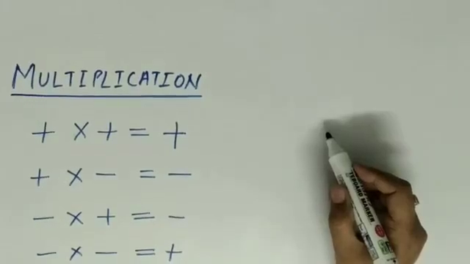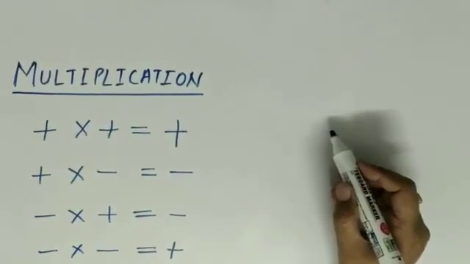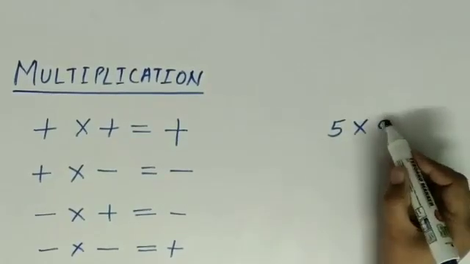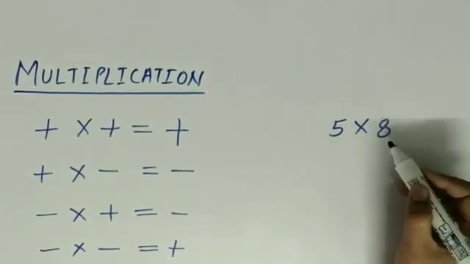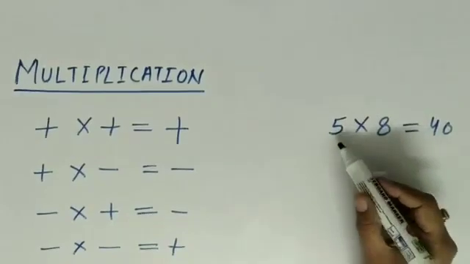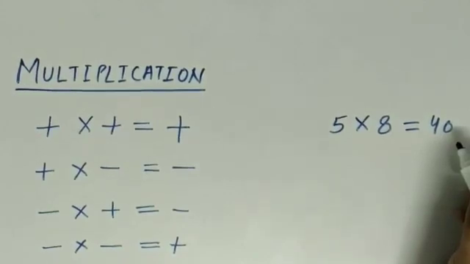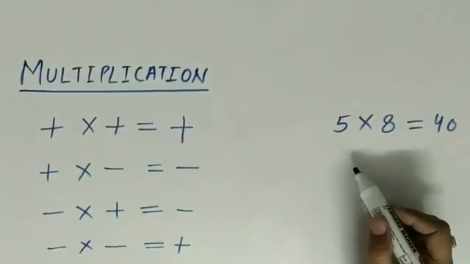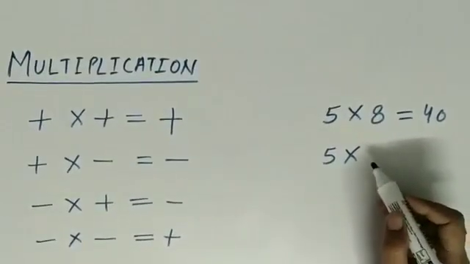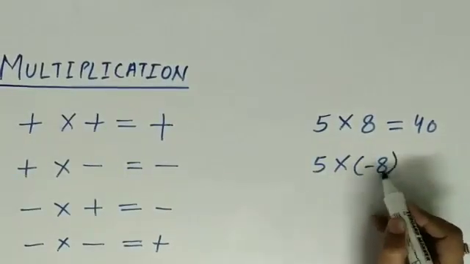Okay, now I will take a few examples for multiplication of integers. Suppose I have to multiply 5 with 8. Both are positive integers, so the answer will be 40, and positive into positive remains positive, so this will be positive 40. Now I take a positive integer, say 5, and I multiply it with a negative integer, minus 8.